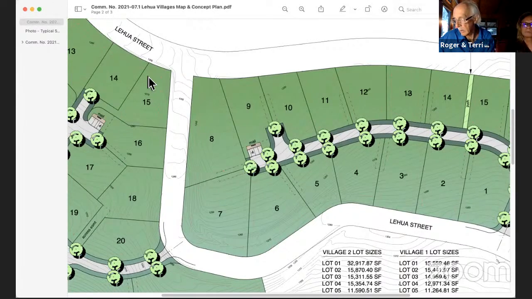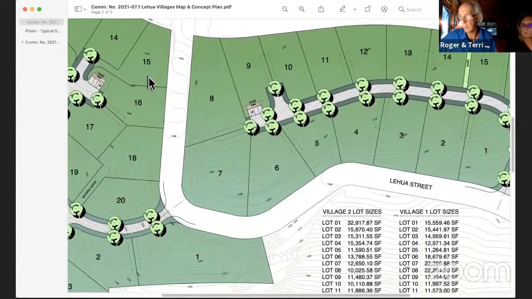Excuse me, I got a couple cheat sheets here. So we're fully conforming with the general plan and the community development plan, which has the area designated for both medium and low density urban.